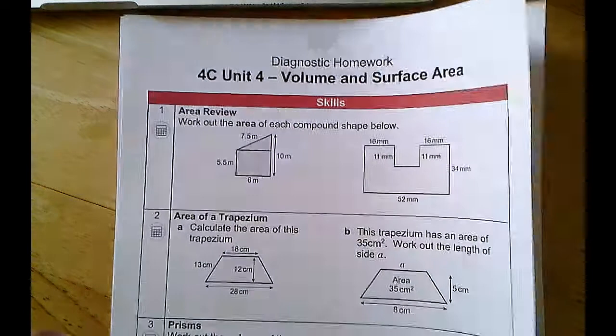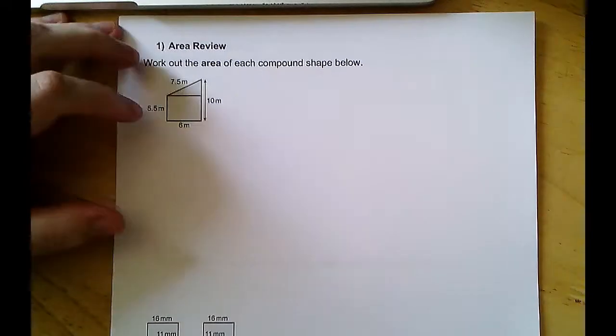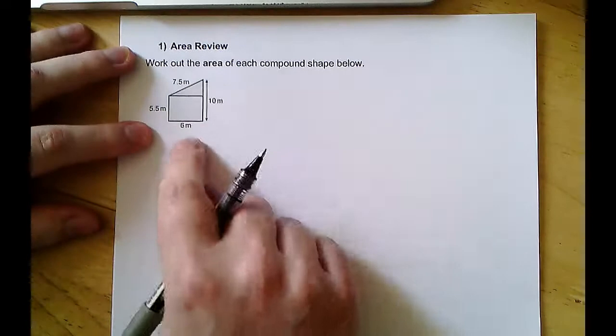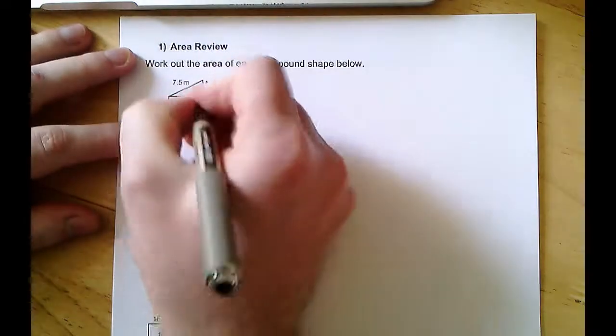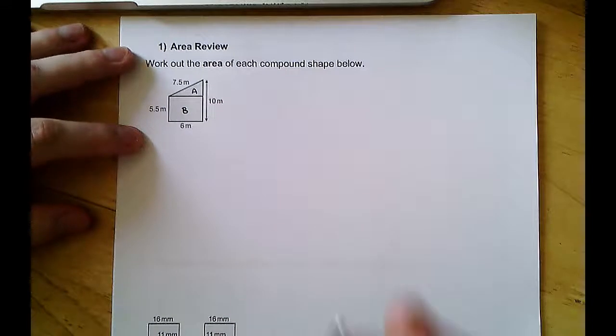Alright, so the first question was something that should have been fairly simple. It's just the area of compound shapes. So the first one is this one here. It is a triangle and a rectangle. I'm just going to call them A and B.